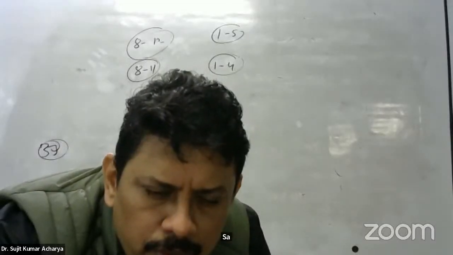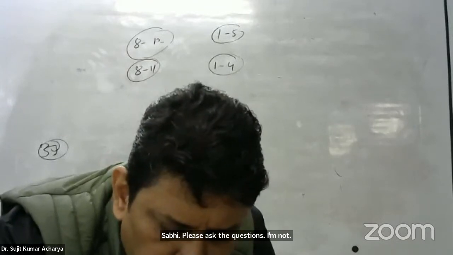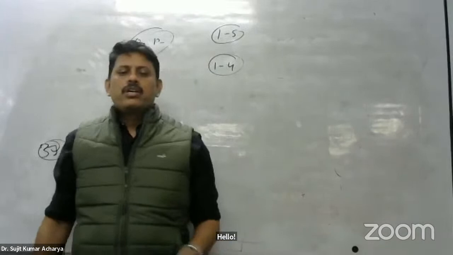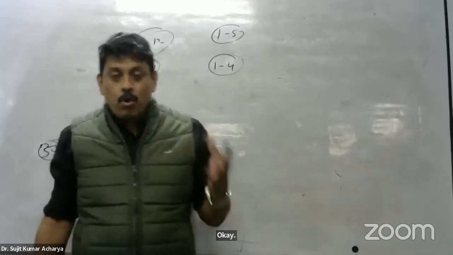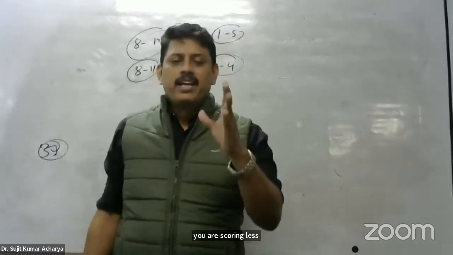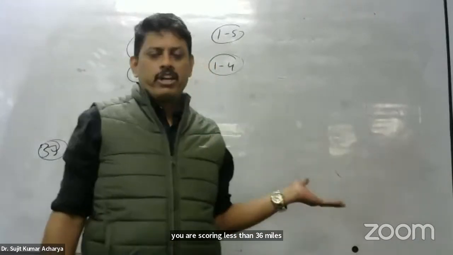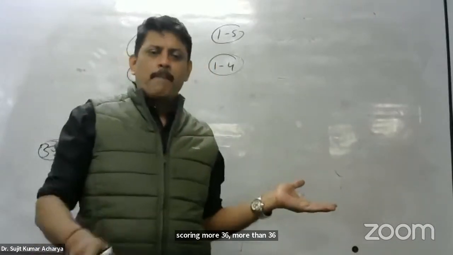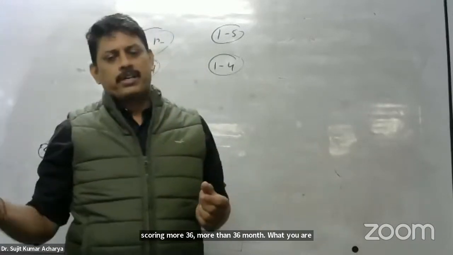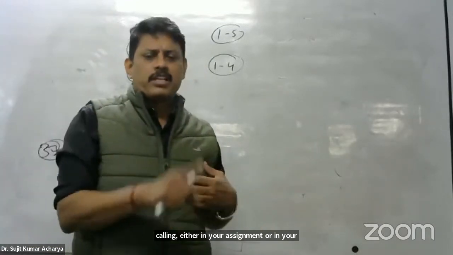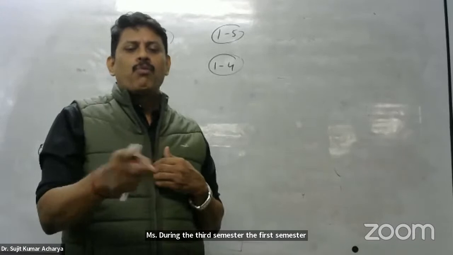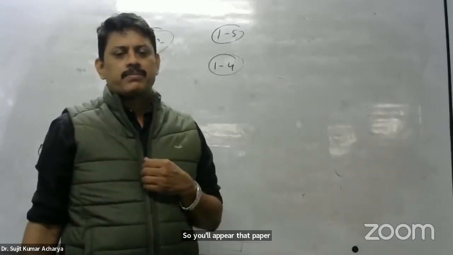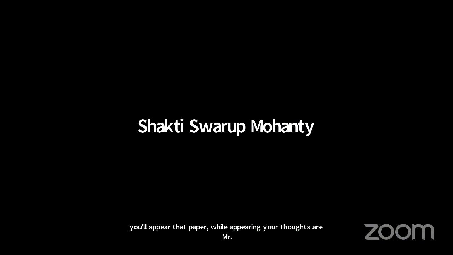Suppose you are scoring less than 36 marks or else you are scoring more than 36 marks, but you are failing either in your assignment or in your university examination, then you need to appear that paper in the next semester. Next semester means during the third semester, the first semester examinations are usually conducted. So you will appear that paper while appearing your third semester examinations. Okay, sir. Got it, sir. Thanks.